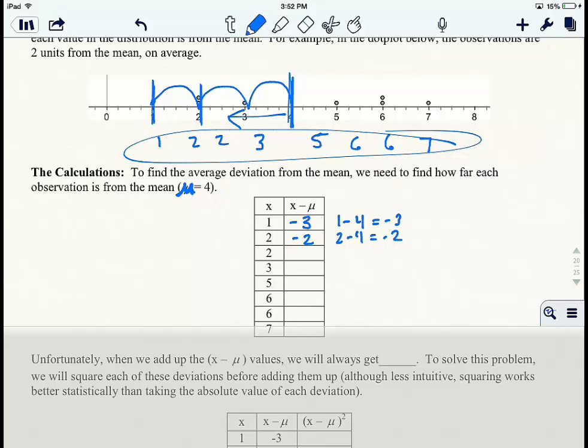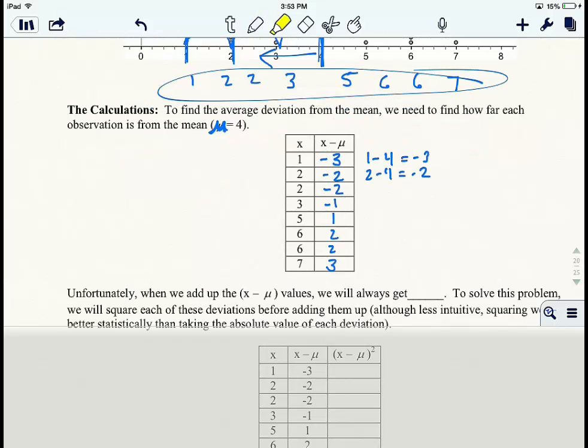I could fill in the table. Now we're trying to find something similar to the average deviations from the mean. Well, these are the deviations. Remember, with average, we just would add them all up and then divide by the number of deviations. So let's go ahead and do that.